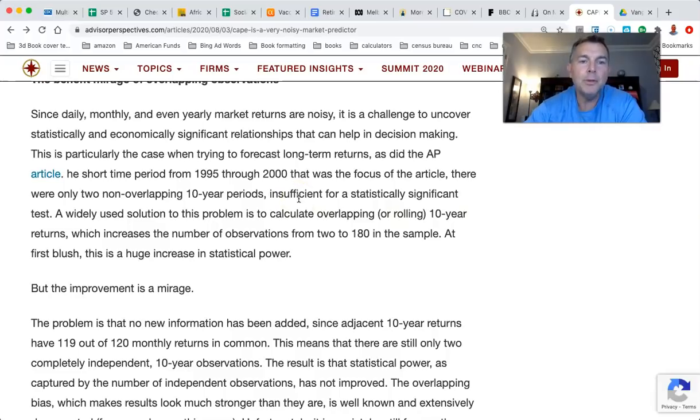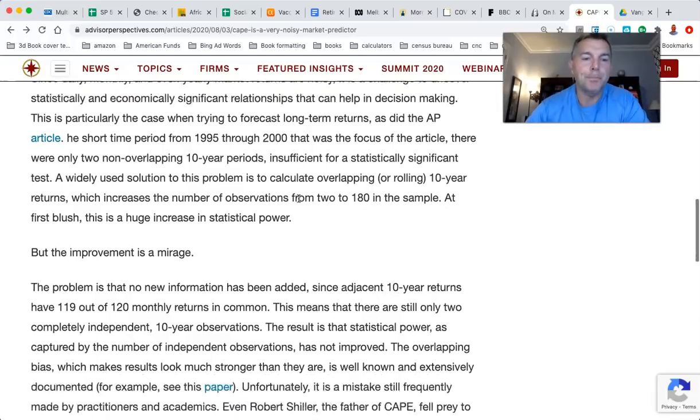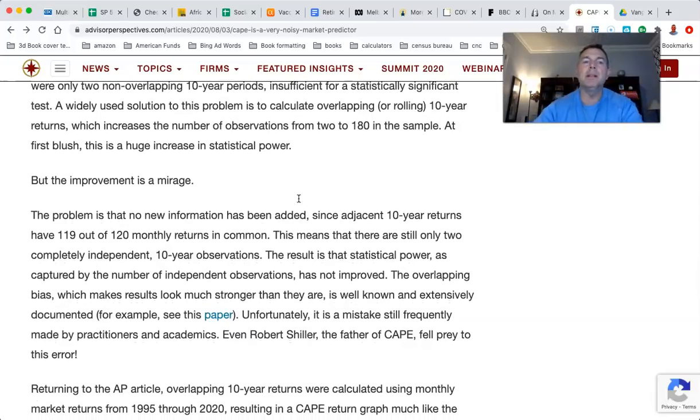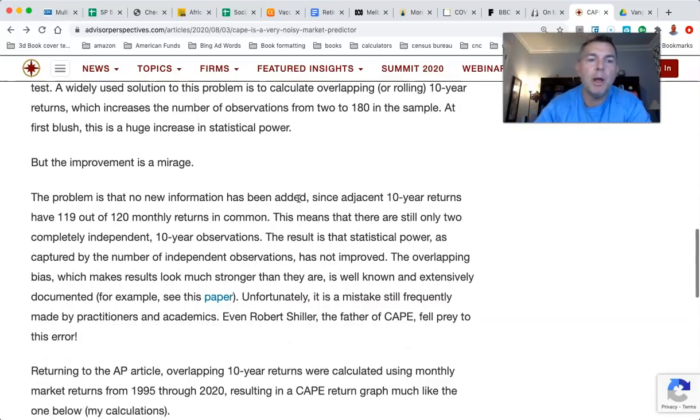A widely used solution to this problem is to calculate overlapping or rolling 10-year periods, which increases the number of observations from 2 to 180 in this sample. At first blush, this is a huge increase in statistical power. So we're basically saying we're going to go March 1995 to February 2020, April 1995 to March 2020, and so on. But this increase in statistical power is a mirage.